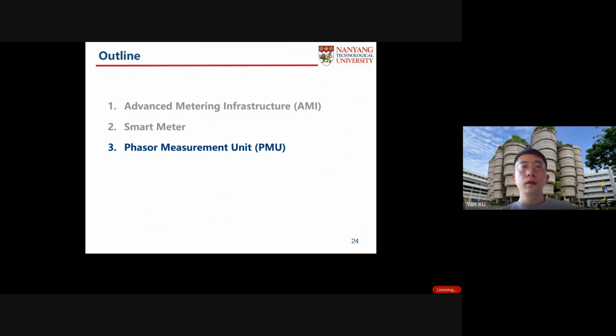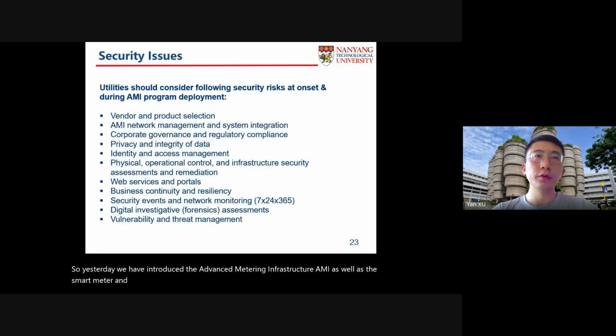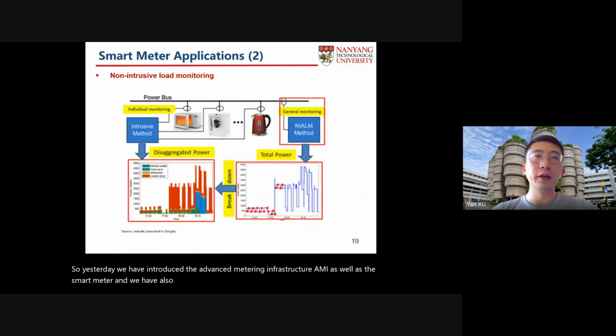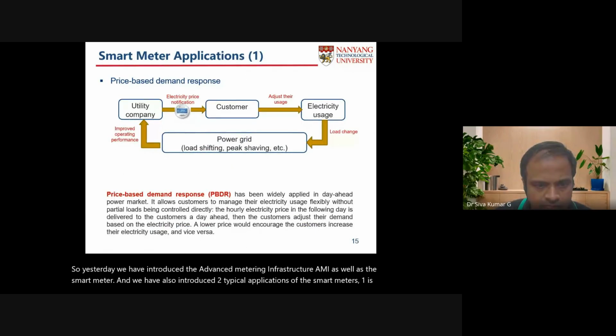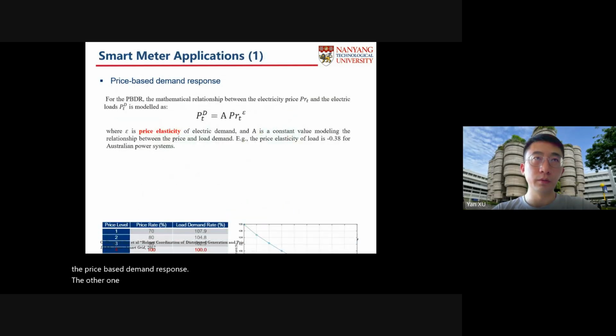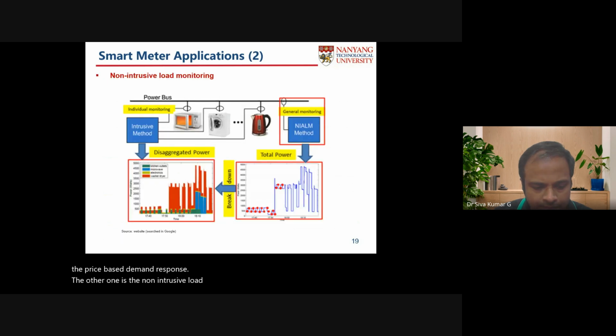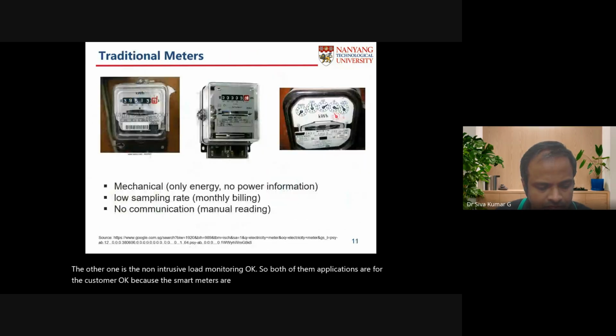Yesterday we introduced the advanced metering infrastructure (AMI) as well as the smart meter, and we also introduced two typical applications of the smart meters. One is the price-based response. The other one is the non-intrusive load monitoring. Both of these applications are for the customer, because the smart meters are installed at the customer site.